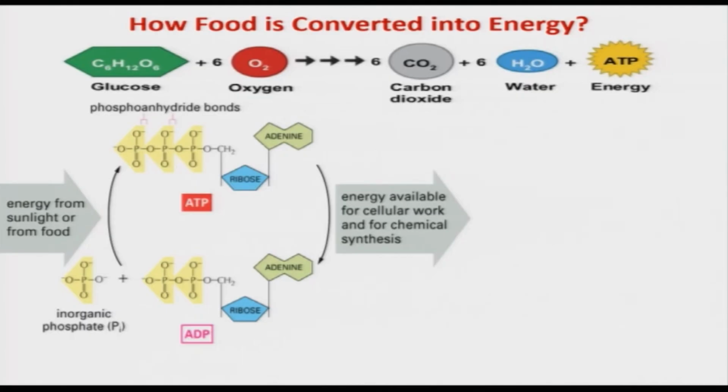For example, how is food converted into energy? This glucose, C6H12O6 plus 6O2, is eventually converted to 6 carbon dioxide plus 6 water, and releases a huge amount of energy in the form of ATP. ATP is adenosine triphosphate. As you can see, this is adenine, this is ribose sugar, and there are 3 phosphate groups. This is the 1st phosphate, 2nd phosphate and 3rd phosphate, which we call triphosphate.